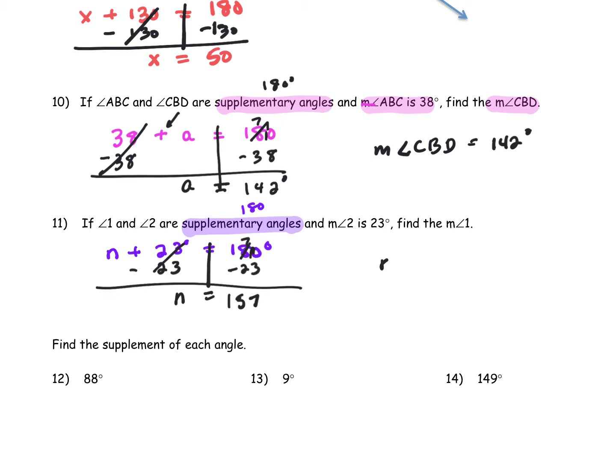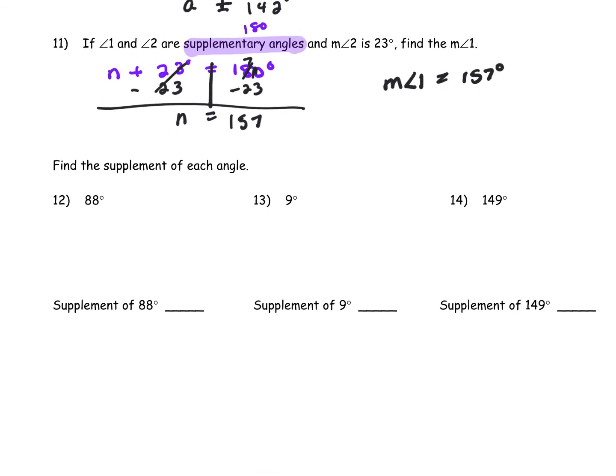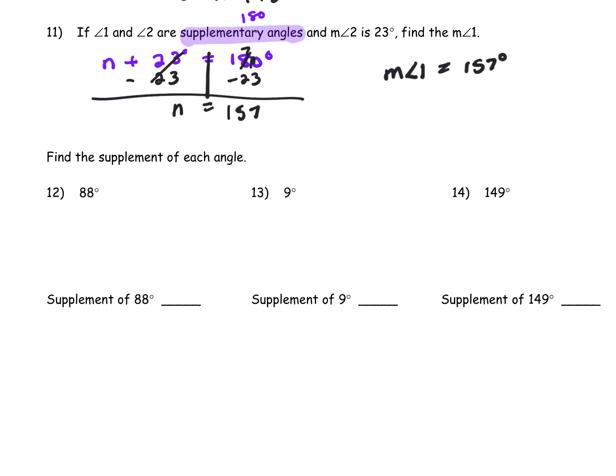We have figured out that the measurement of angle 1 is 157 degrees. Finally, they sometimes just ask us to find the complement or the supplement. Again, what's important is that you know the difference between the two. So let's stop and discuss Mrs. Nord's trick for complementary and supplementary.